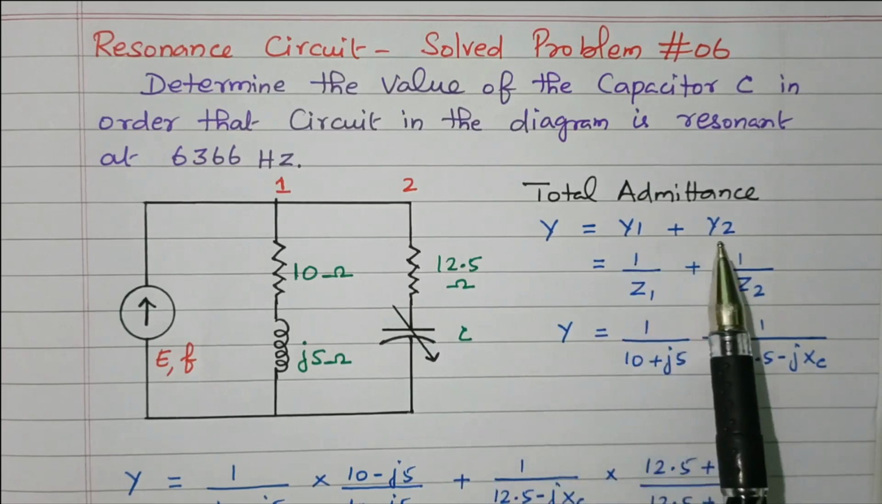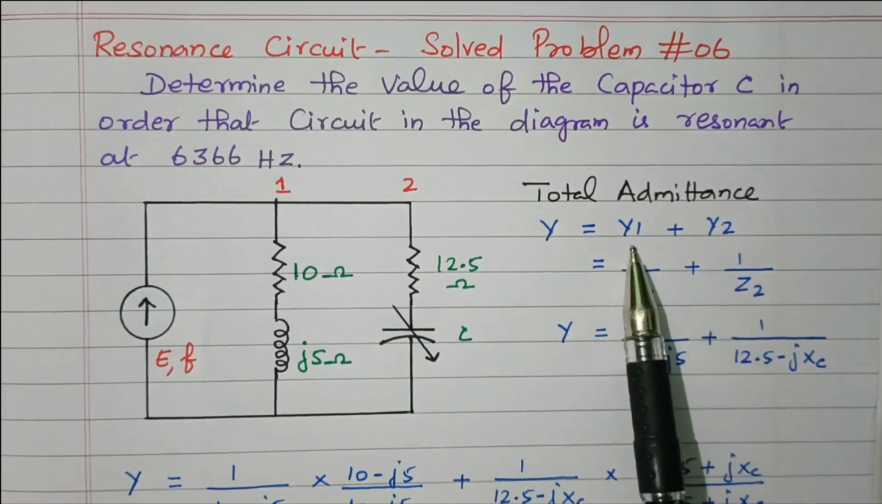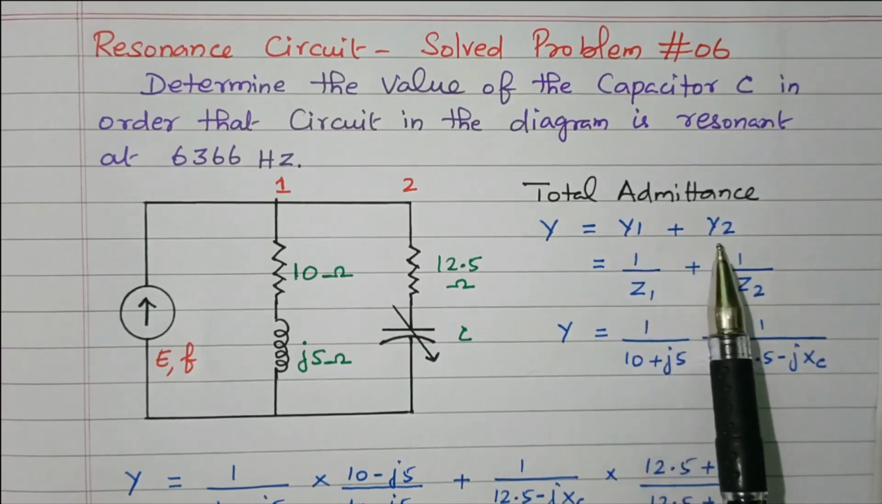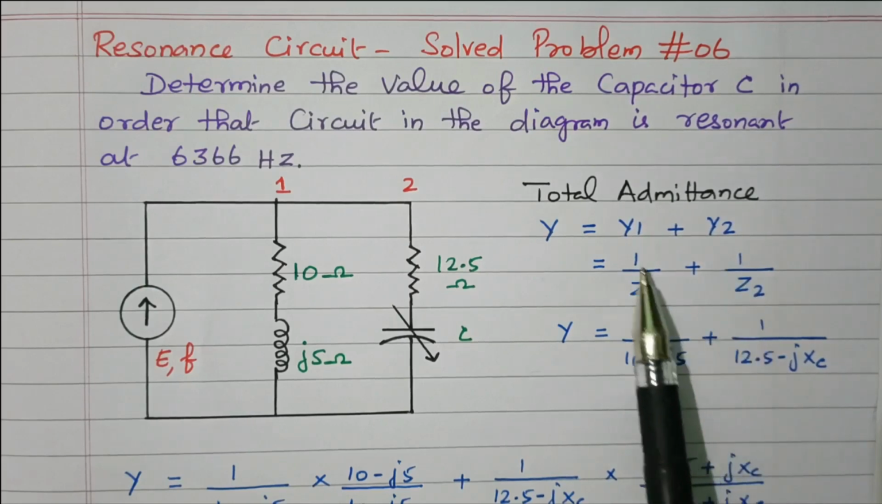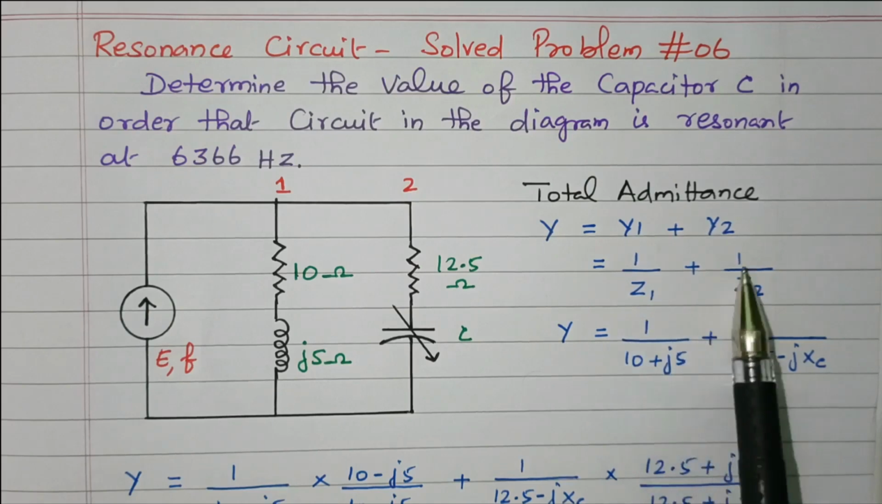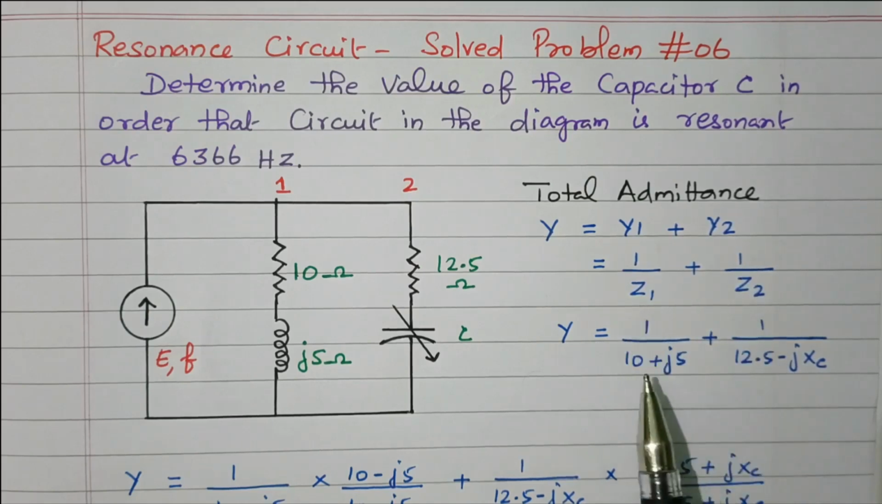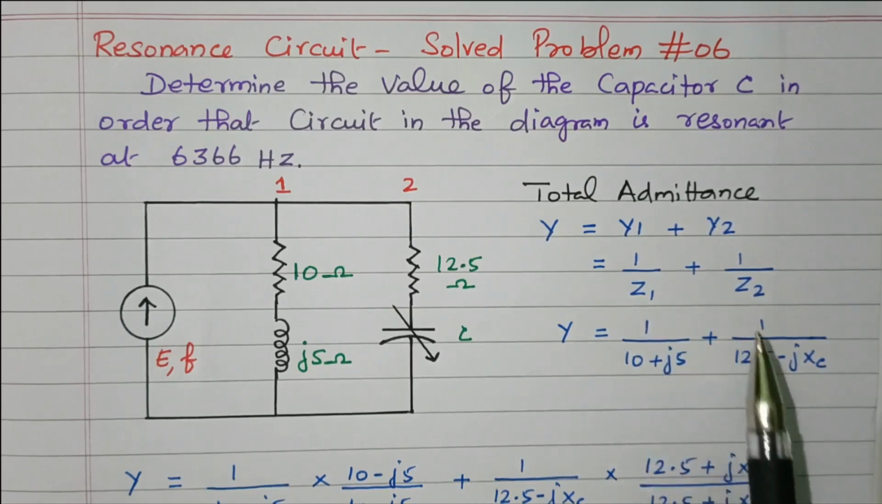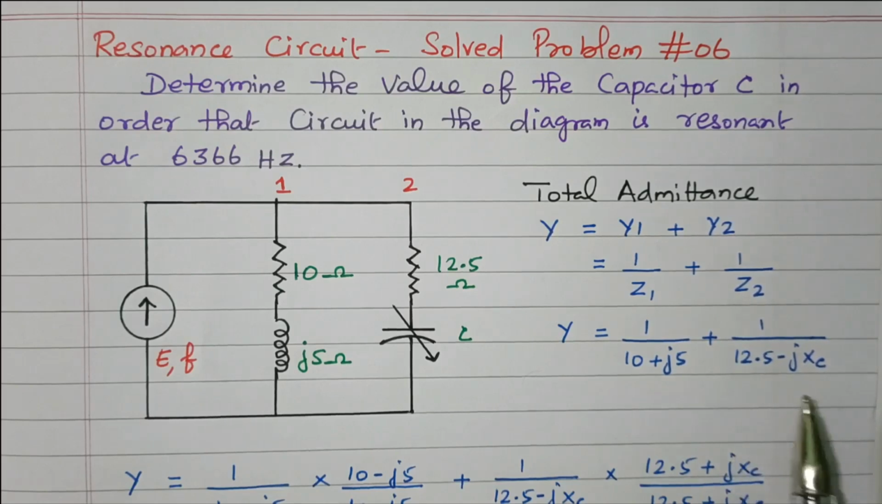Y1 means branch 1, Y2 is the second branch. In the first branch we have resistor and inductor. Second branch, resistor and capacitor. Admittance is nothing but the reciprocal of the impedance. Both are reciprocal, impedance and admittance. So it can be written as 1 divided by Z1 plus 1 divided by Z2. Z1 is resistor plus inductor, 10 plus j5. Z2 is the second branch, resistor and capacitor, 12.5 minus jXc, right? This C value is not available, so it is written jXc.